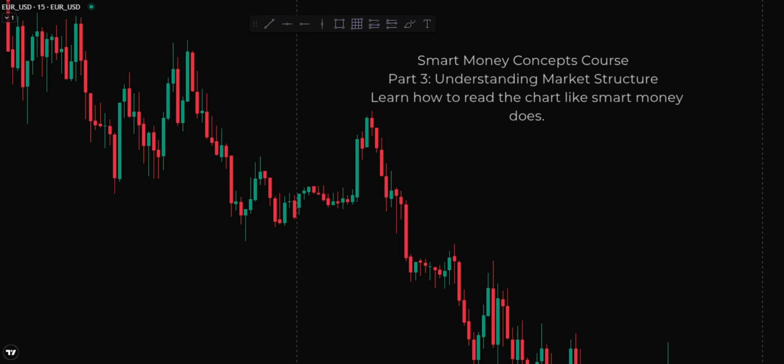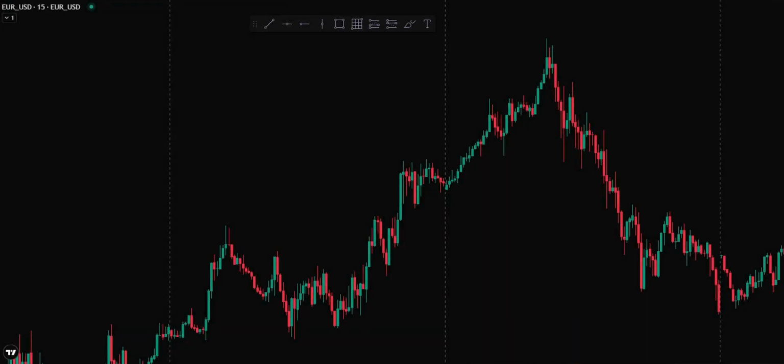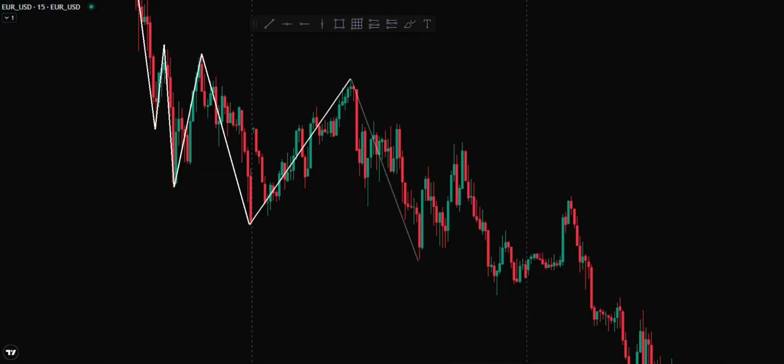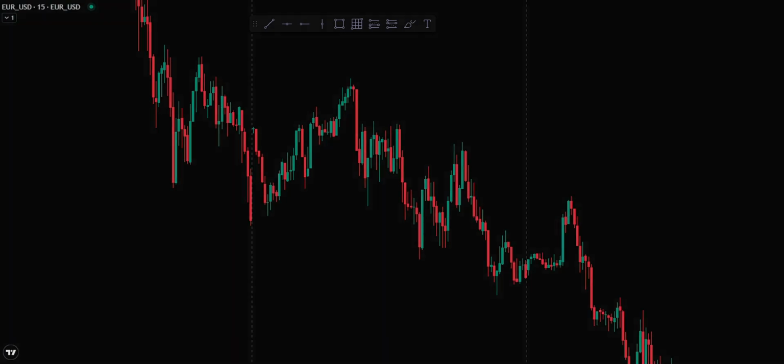In this lesson, your understanding of the chart will completely change. We're going to learn how to read price behavior, identify trends, and understand exactly when the market is continuing its move and when it's getting ready to reverse. Market structure is the foundation of everything in Smart Money Concepts. Without understanding it, no indicator, no order block, and no other analysis can truly help you. That's why this lesson is one of the most important parts of your professional trading journey.